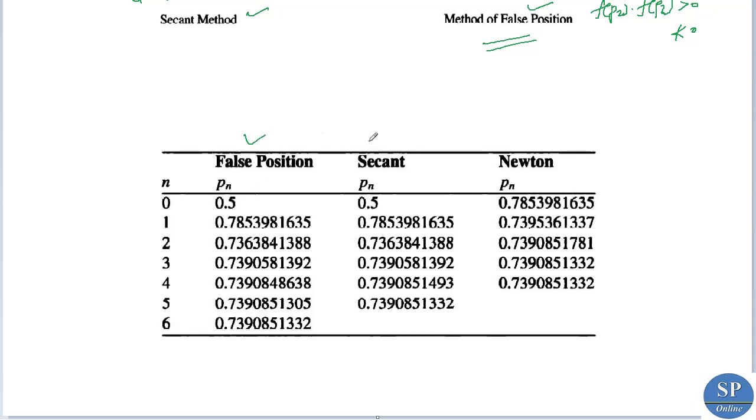This is for false position, this is for the secant method, and this is for Newton's method. These two we verified in the previous lectures, so you just verify this method also. From Newton's method, we obtained that P3, where these are P0, P1, P2, P3, is the approximate root. From the secant method we obtained this root as P5, and for the method of false position, we obtained the same root in the sixth iteration, that is P6. So you can just verify these iterations.